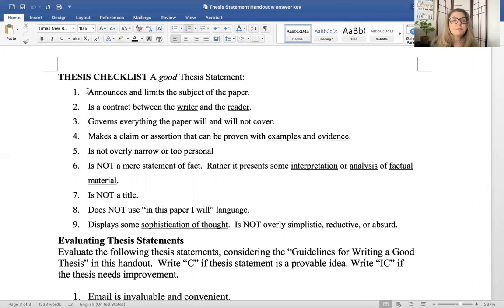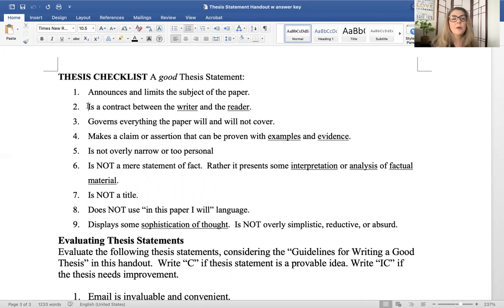Let's start with number 1. A good thesis announces and limits the subject of the paper. So remember, you want to have 2 parts in your thesis: your topic, and then the second part would be a provable idea, an idea that suggests an analysis, an explanation, and so on. So make sure you have those 2 parts. And again, I discussed that in the first video.